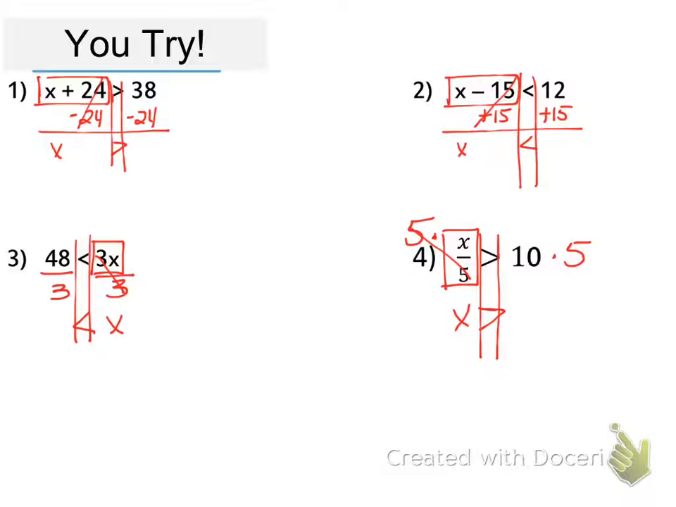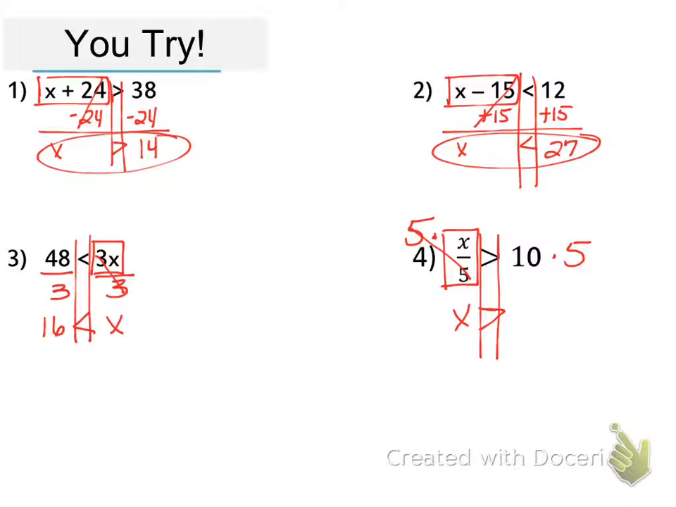Okay, so on the first one, we subtracted what from each side? 24. So what did that leave you? x is greater than 14. Very good. On number 2, what did we add to both sides? 15. So that gave us x is less than 27. If you're going to talk, say it clearly, okay? Okay. Number 3, we had to divide both sides by, and what was that? 16. So, x is greater.